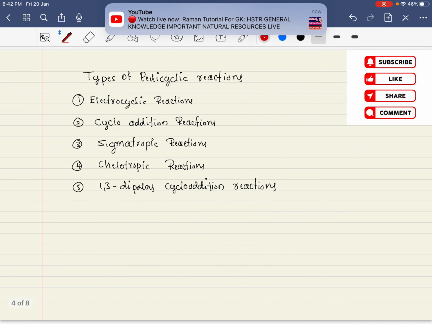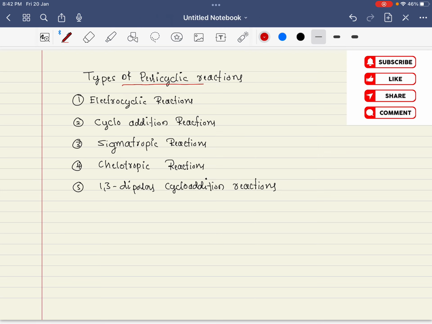Next we shall see the types of pericyclic reactions. First one is electrocyclic reactions. Second one, cycloaddition reaction. Third type is sigmatropic reaction. Fourth type is cheletropic reaction. Fifth type is 1,3 dipolar cycloaddition reactions. These are the important types of pericyclic reactions. We shall see these things in detail in my coming videos.